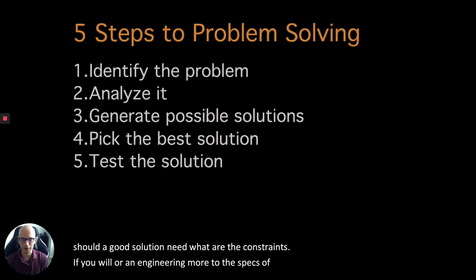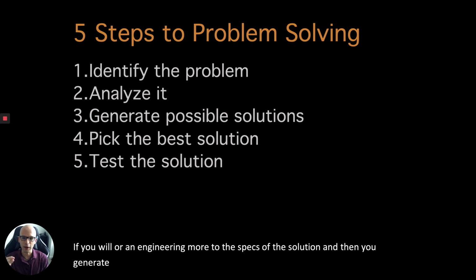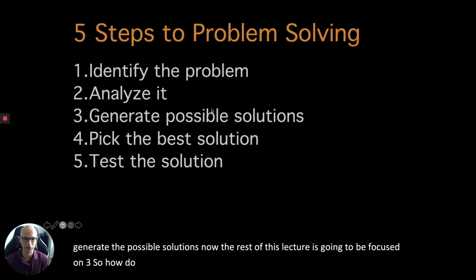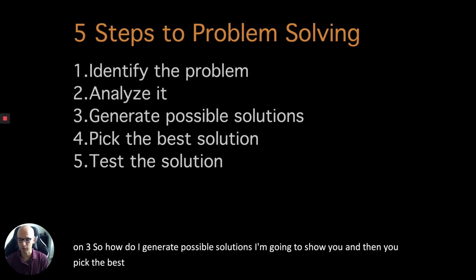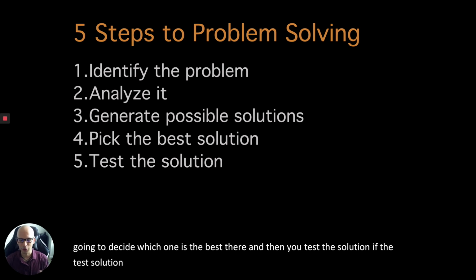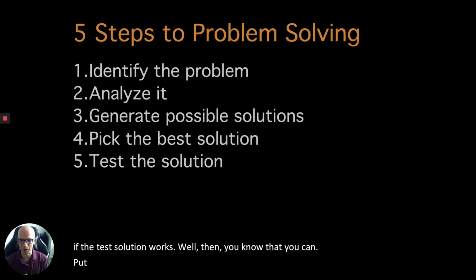And then you generate the possible solutions. Now, the rest of this lecture is going to be focused on number 3. So how do I generate possible solutions? I'm going to show you. And then you pick the best solution. Depending on whether you're doing ranking, rating, or voting, you're going to decide which one's the best there. And then you test the solution. And if the tested solution works well, then you know that you can put some money on that problem then.